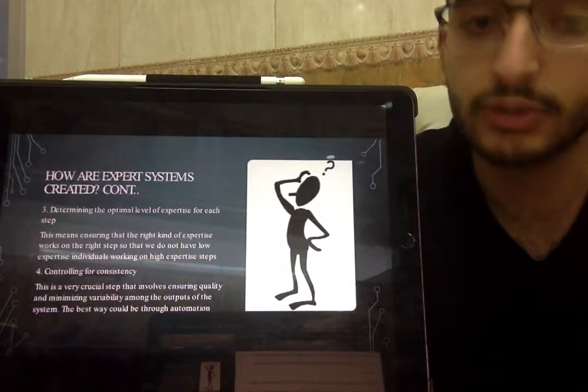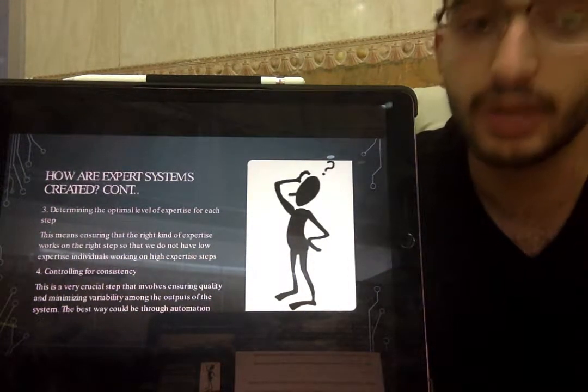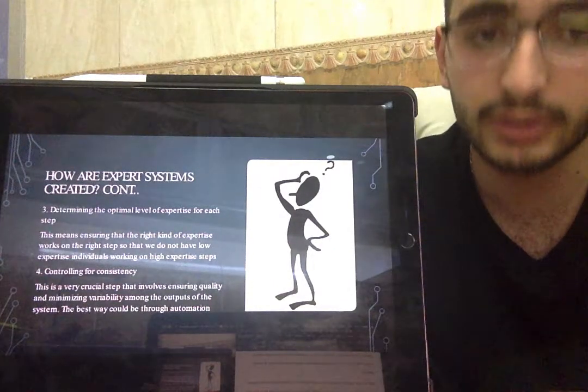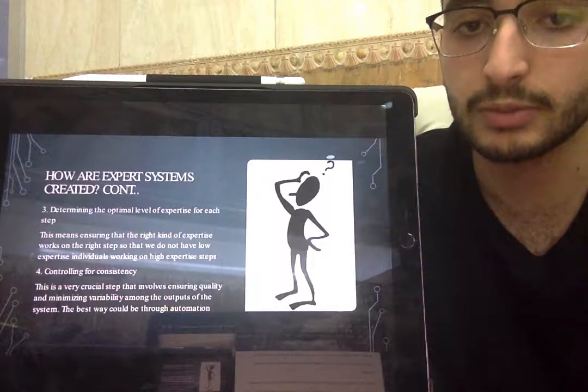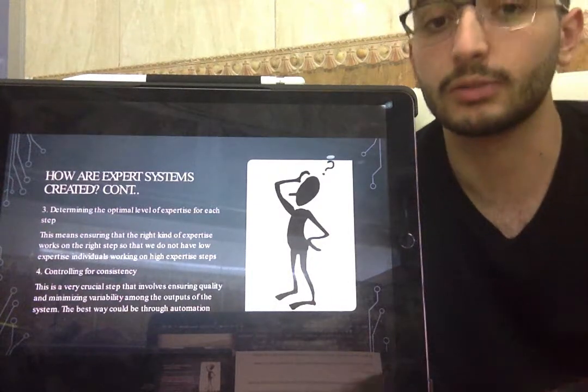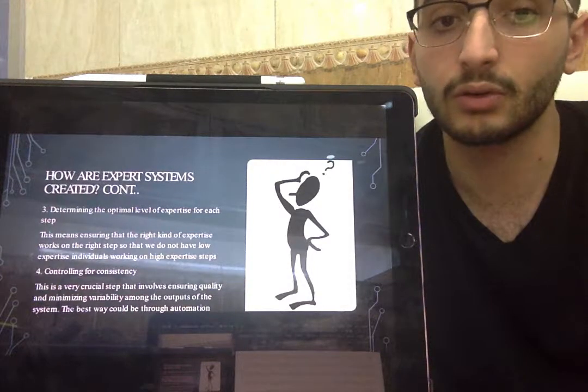The fourth step is controlling for consistency. This is a step that ensures that the variabilities that could occur in the expert system functionality are reduced. Automation is one way to minimize variability and errors.